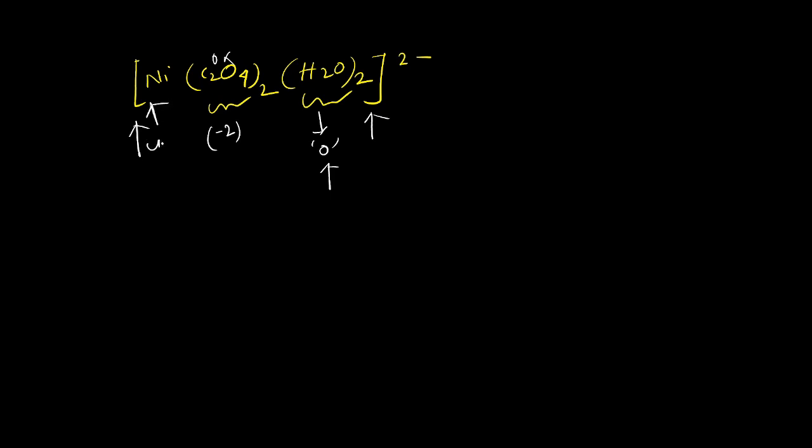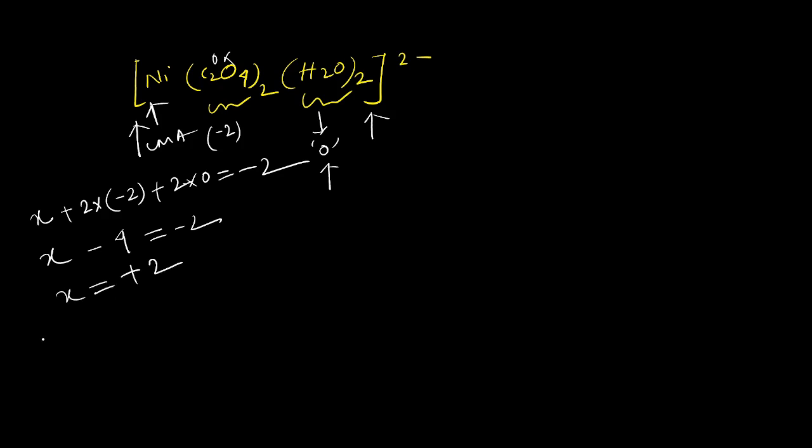This is the central metal atom. Let the oxidation state of the central metal atom be X, plus 2 × (-2), and there are two H2O, so 2 × 0, is equal to -2. So X - 4 = -2. So the oxidation state of the central metal atom becomes +2. That means nickel is in the +2 oxidation state.